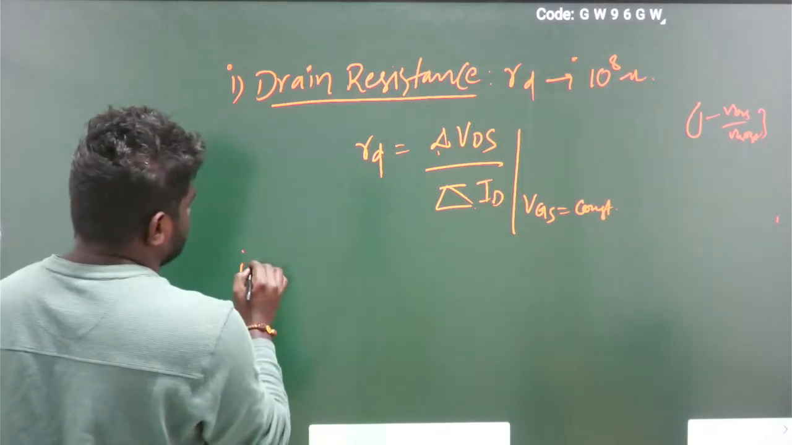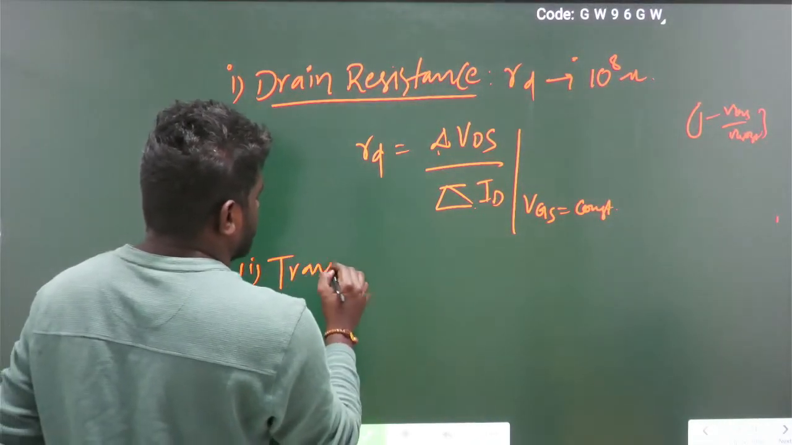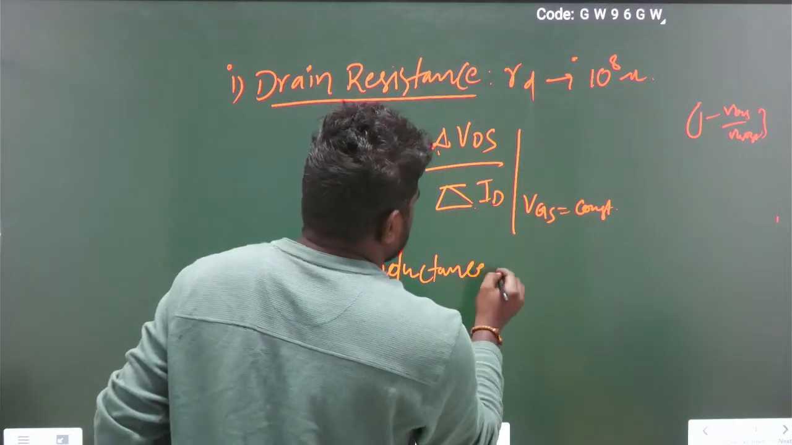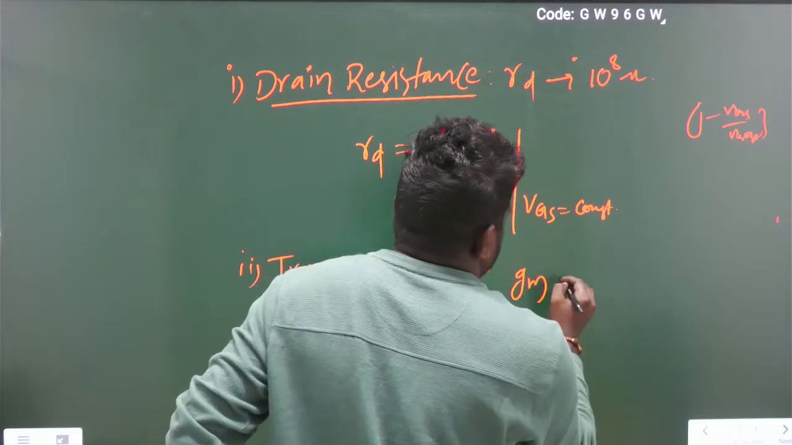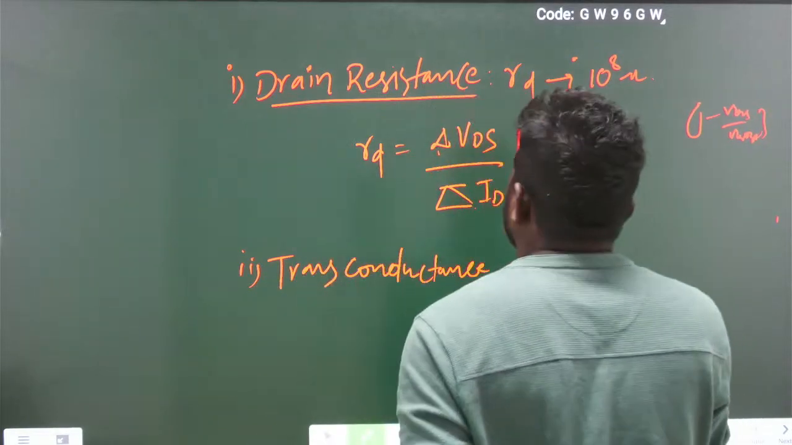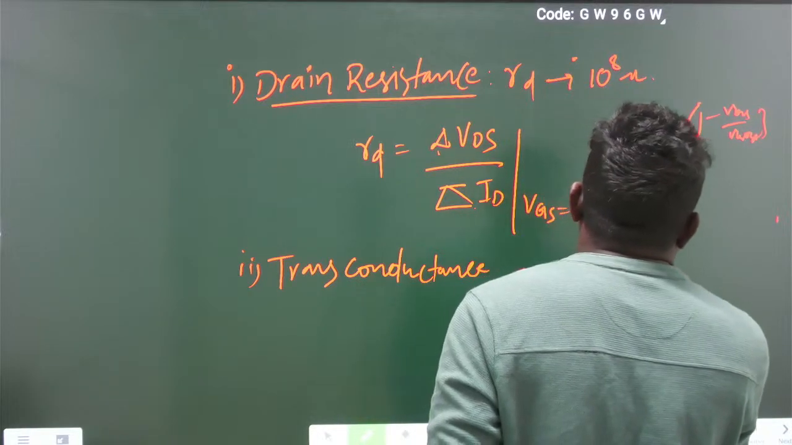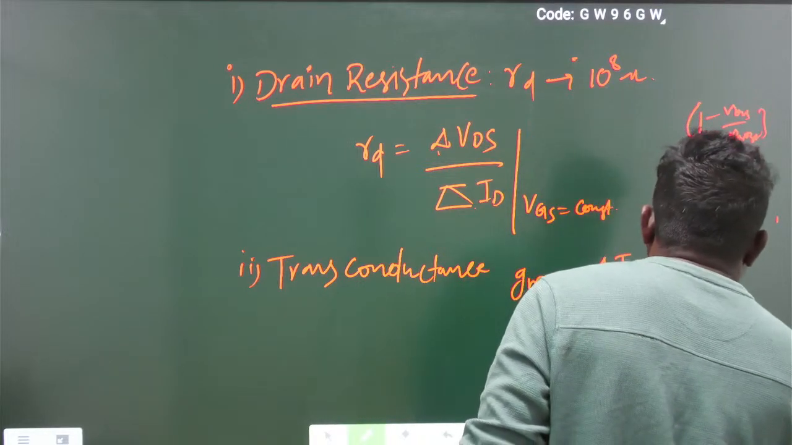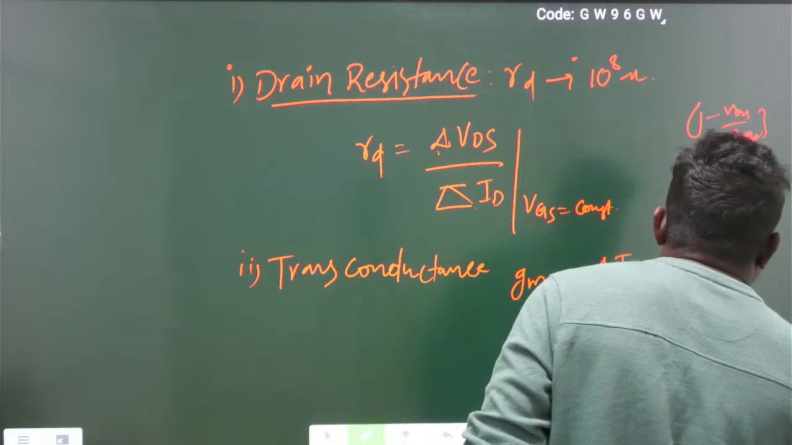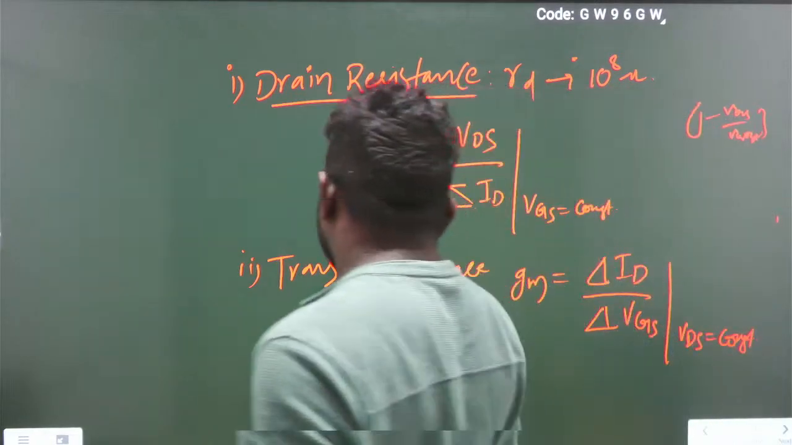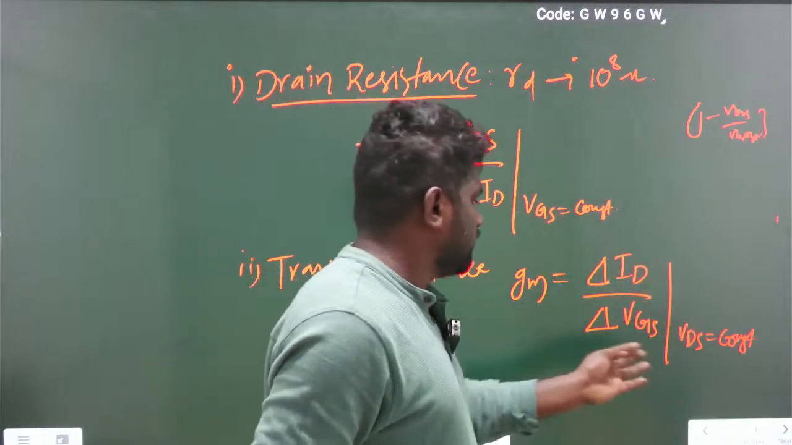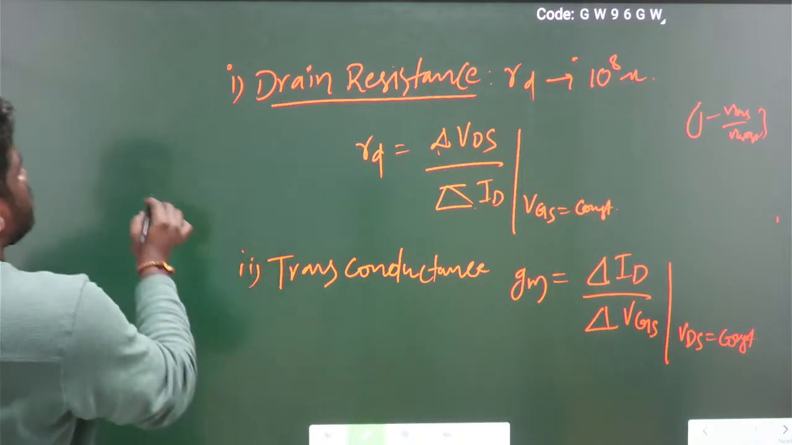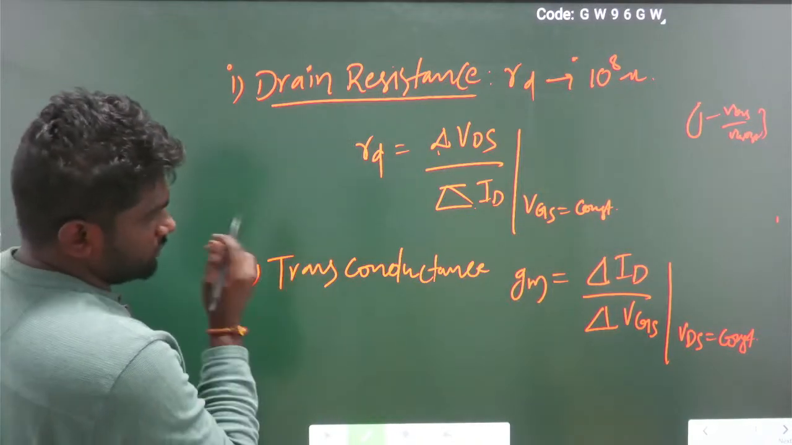One more parameter, transconductance, which is indicated with GM. The formula for GM is delta ID by delta VGS when VDS is constant. This is the transconductance formula: the change in drain current by the change in gate to source voltage.